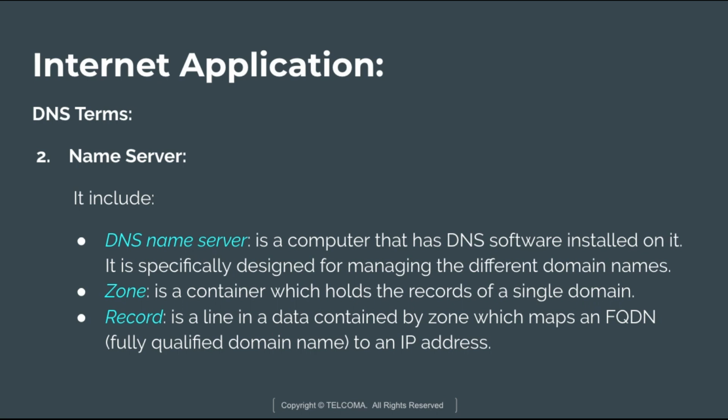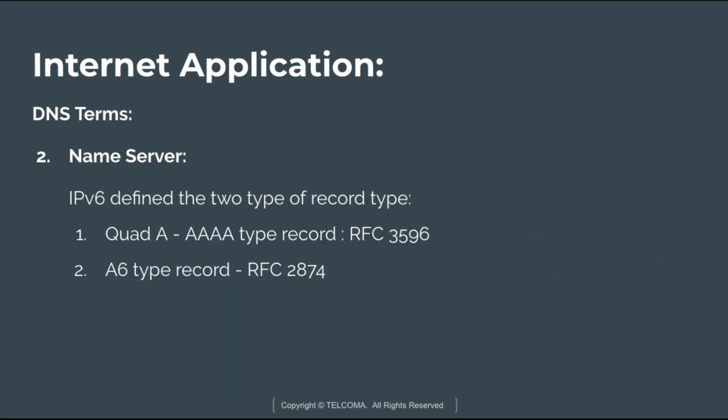Whereas a zone is a container which holds the records of a single domain, and a record is a line in the data contained by a zone which maps an FQDN, that is, a fully qualified domain name, to an IP address. So these are included in the name server.